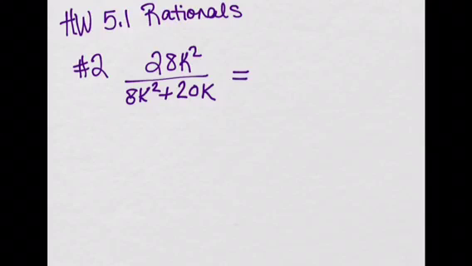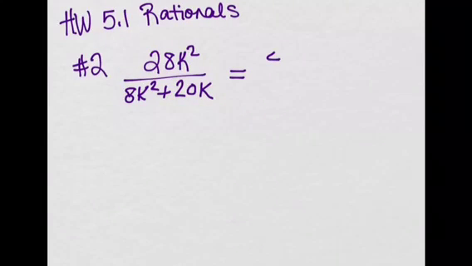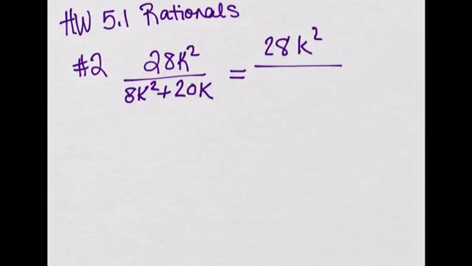So at the top, what this really is is 28, and then k squared. It just tells me that there's 2 k's up there. So that might be helpful if there's a k in the bottom that I can cancel out. With this 8k squared plus 20k in the denominator, it is being added. The only time I can cancel things is if it's through multiplication.